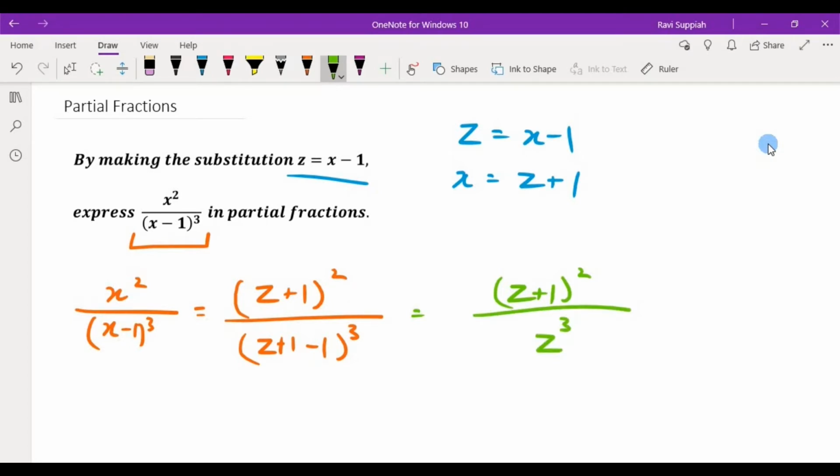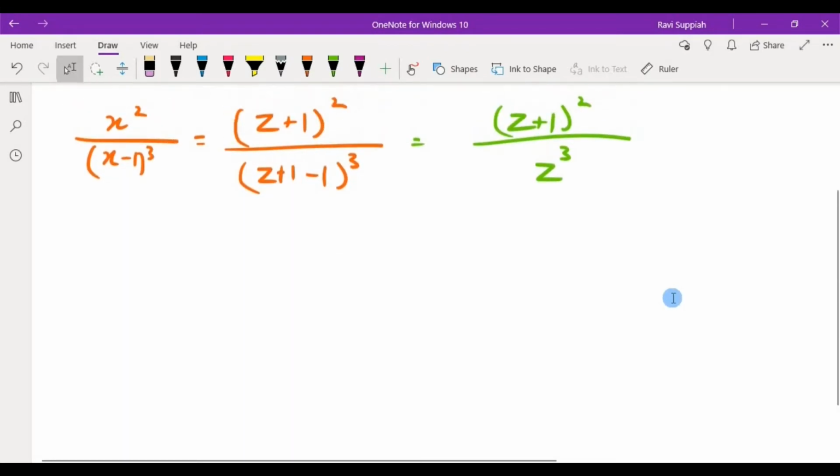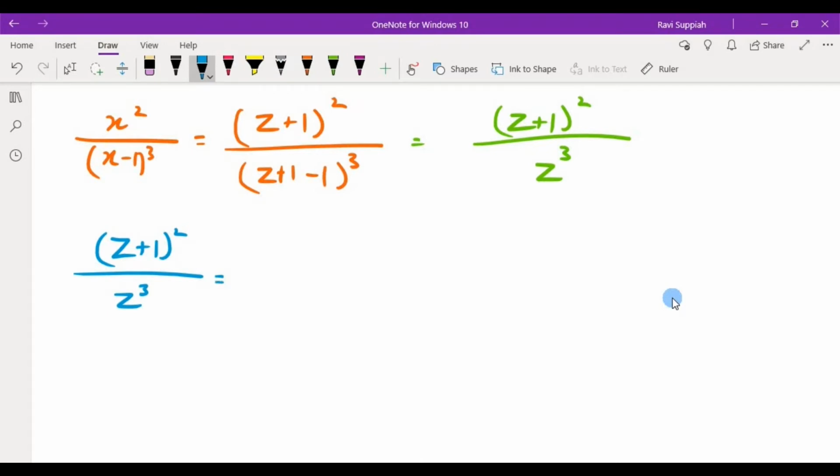And as you can see, the numerator is now 1 degree lesser than the denominator, which means I can now proceed with the partial fraction expansion. In this case, I have z plus 1 squared over z cubed. So I have repeated roots in the denominator. So the expression will look like this: a over z plus b over z squared plus c over z cubed.